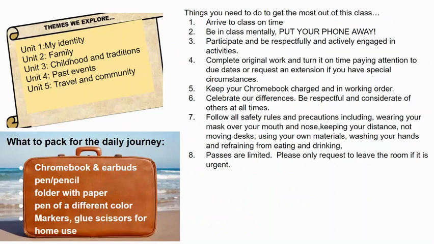The themes that we will be exploring this year in Spanish 2 are in Unit 1, My Identity, which is a nice review of what they learned in Spanish 1. And Unit 2, we will be studying vocabulary to talk about their families, which is also a review, but we go into much more detail. And Unit 3, we'll start getting into one of the past tenses in the childhood and traditions. And at this point, students will probably be asking a lot of questions at home. And in Unit 4, we embark on past events and how to narrate them and how to tell a story. And our last unit is Unit 5 with Travel and Community.